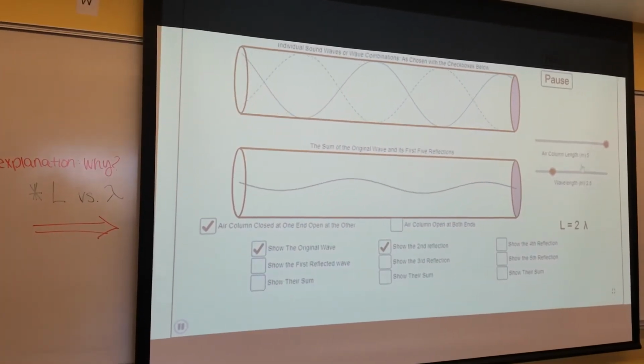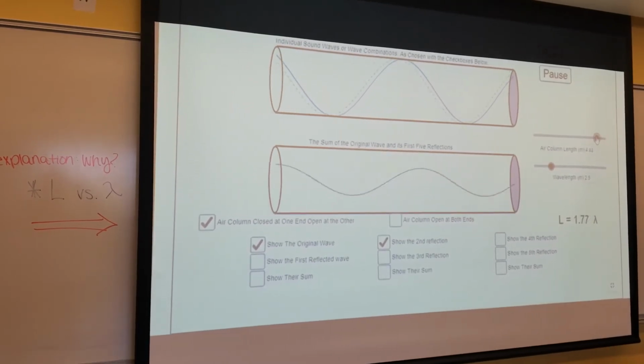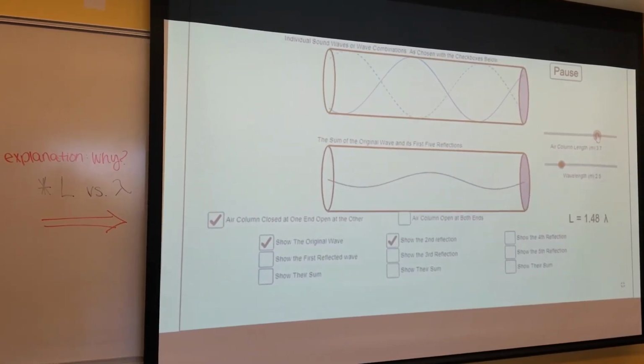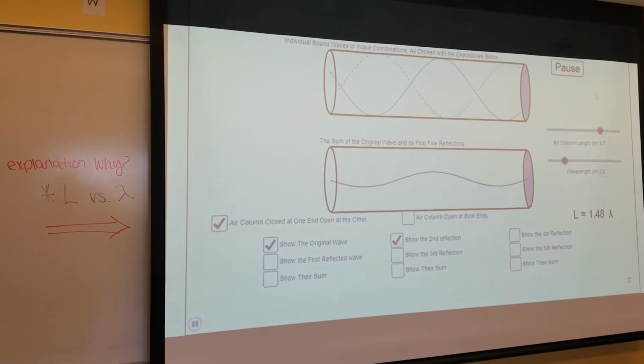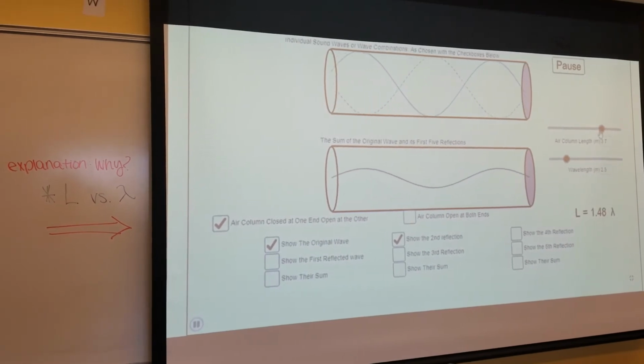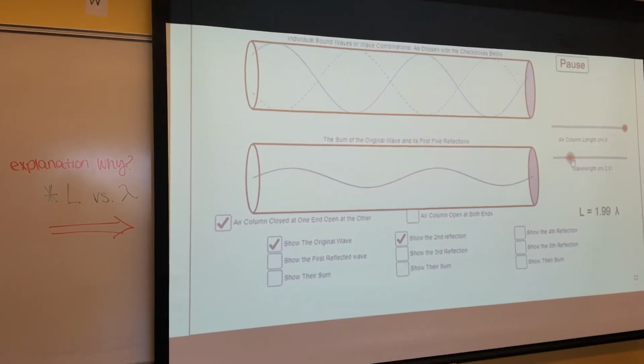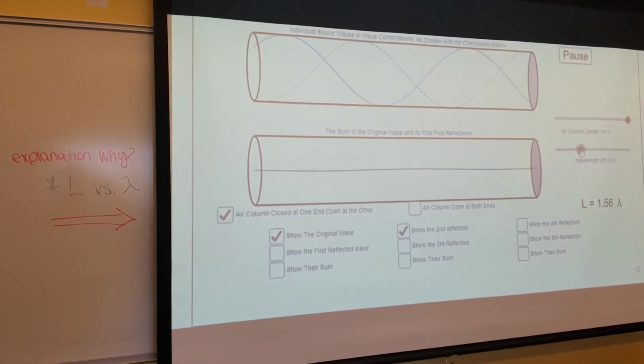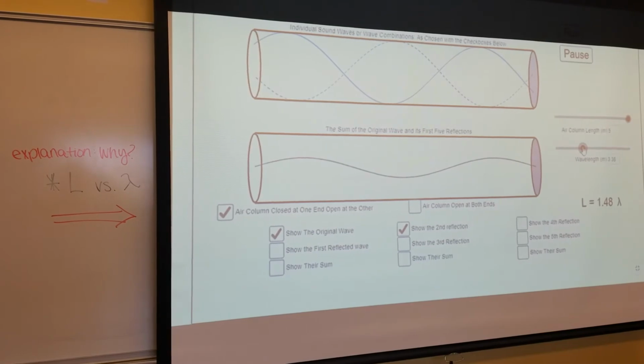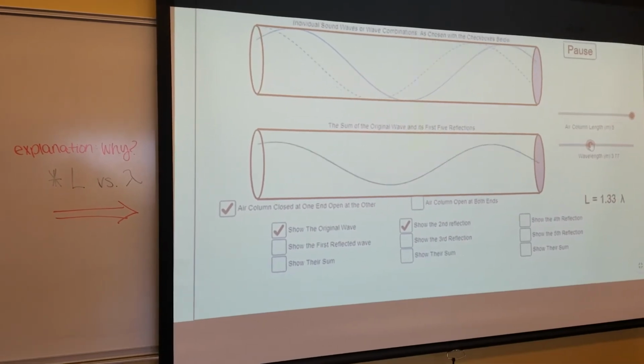If you change the length of the tube, the wavelength will change. And if you keep the length of the tube where it was, and you change the wavelength, you see the reflections move and you get distorted footballs.